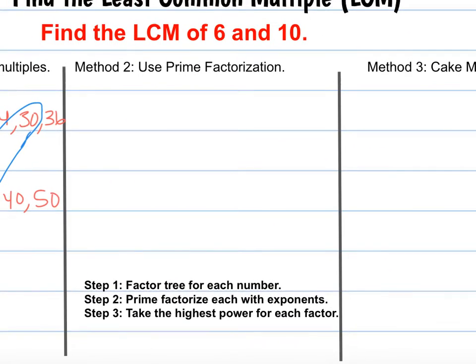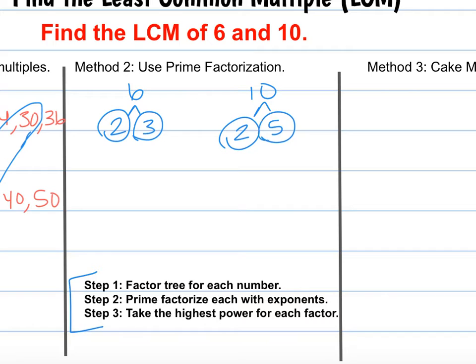The next one, for the prime factorization, make sure you have these steps written down in your notebook. The first step is to factor tree for each number. So I start with 6 here. Two numbers that multiply to make 6 would be 2 and 3, both of those being prime numbers. 10 would be 2 and 5, both of them being prime. Prime factorize each with exponents. So I'm going to write them in exponential form. However, for this one, I don't have any exponents. So it'd be just 2 times 3 and then 2 times 5.